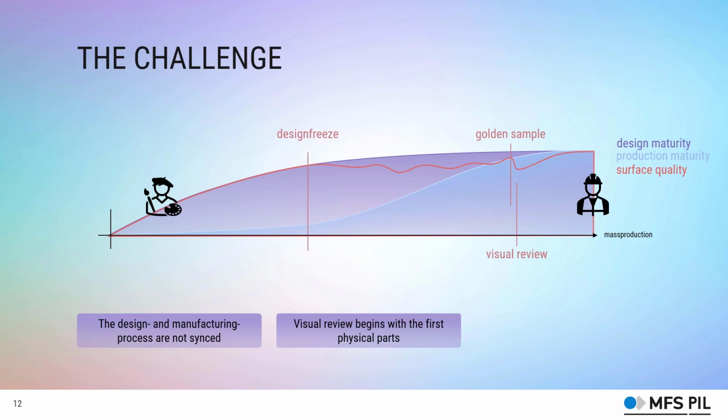The second big point is that the visual review begins after the first physical part is being produced, so it's fairly late. The designer's probably already working on the next project, and that's the third point. The engineer now has little to no time to make the changes happen, and the tools are already made, and then it's also expensive to do those changes.